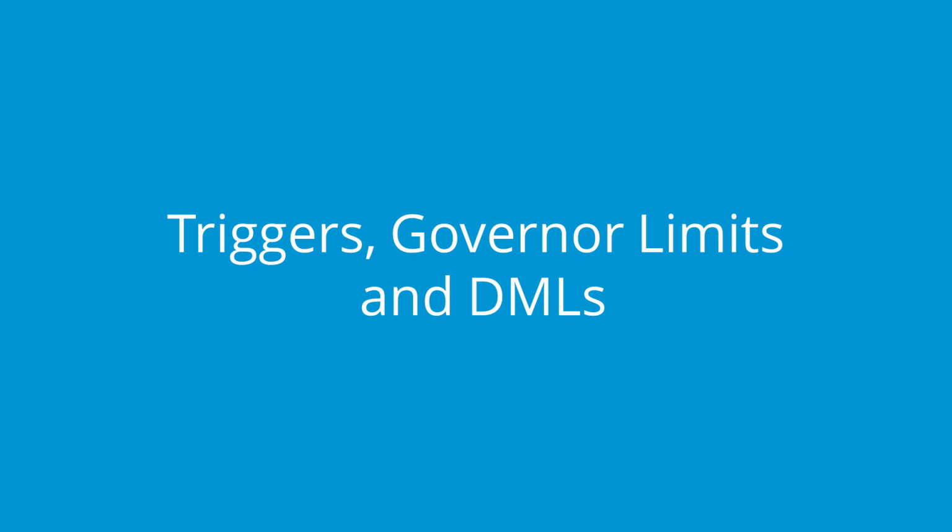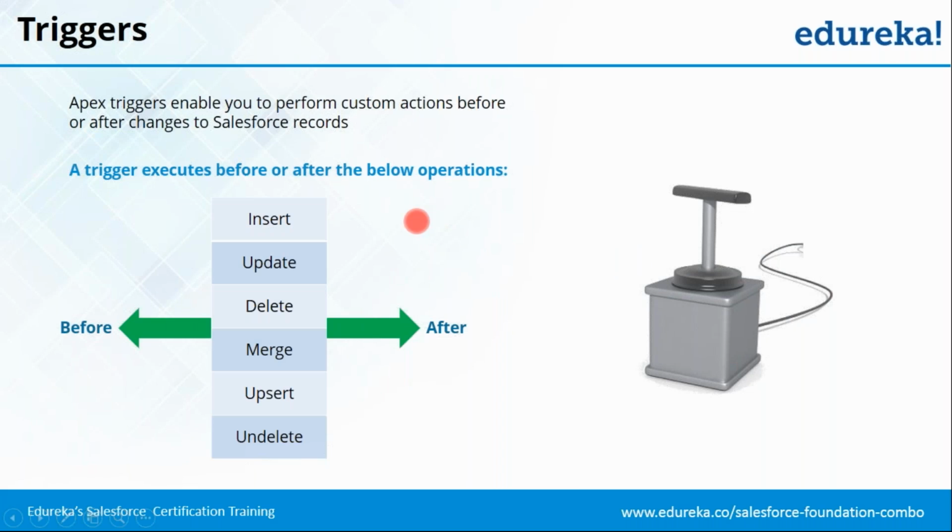So let me go back to my slides. So go to the next topic, that is triggers, governor limits, and DMLs. All right. Now, as you can see here, the definition of trigger is given. Okay, let's read that out. Apex triggers enable you to perform custom actions before or after changes to Salesforce records. Now, this is the same definition that I even gave you earlier. So what triggers are? They are basically a code that will be executed before or after a particular action is performed on your database, right?